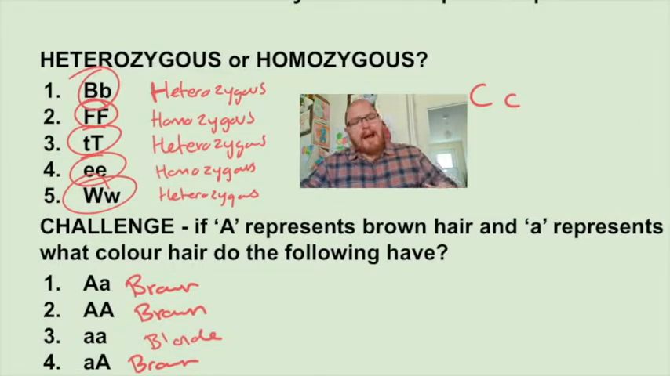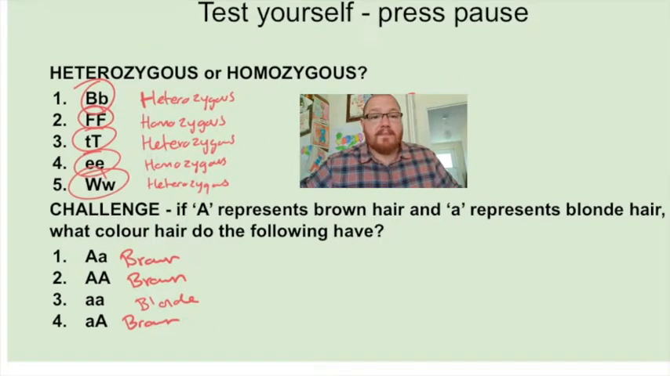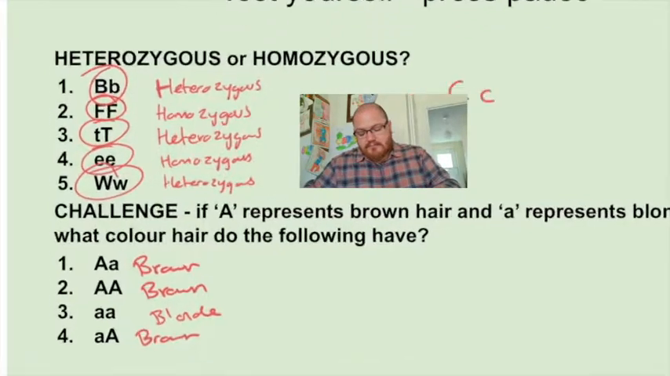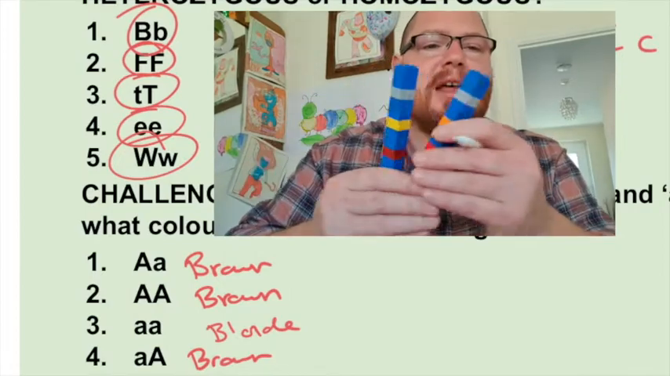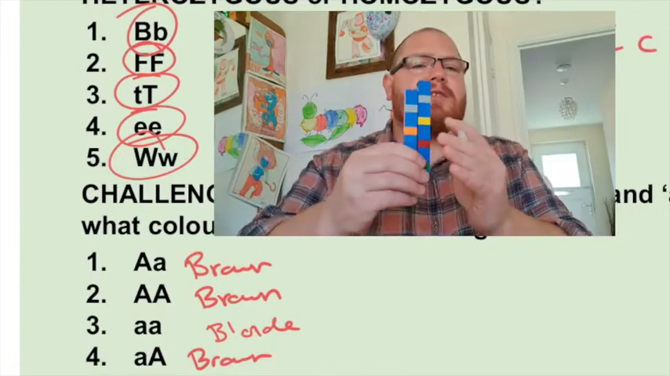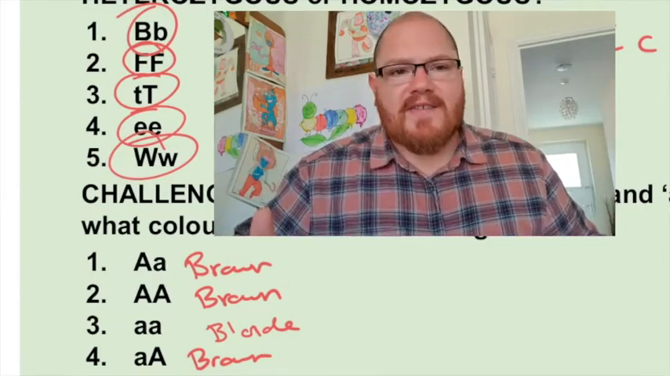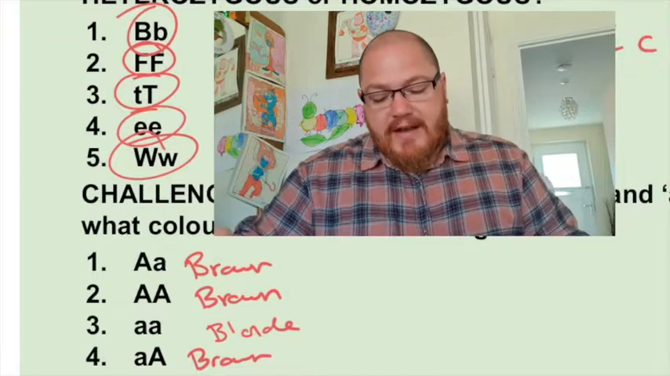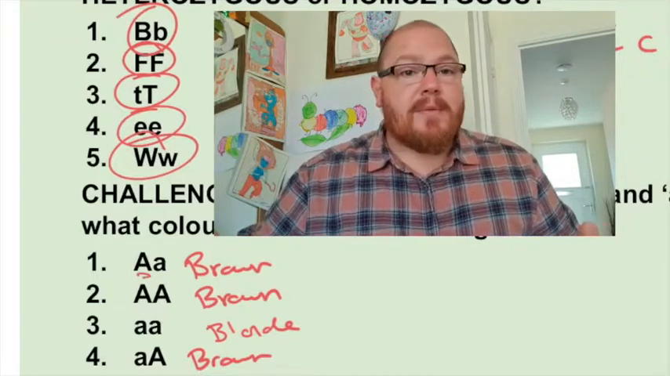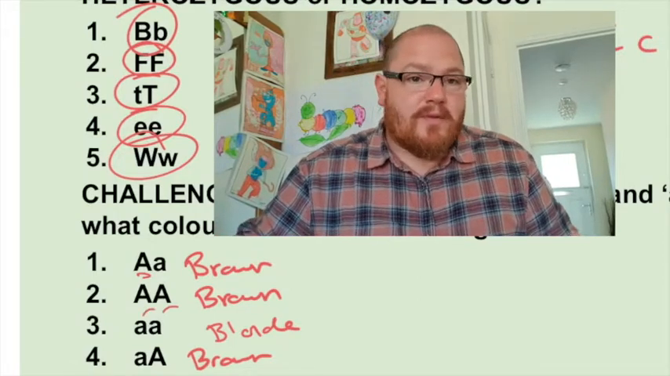Challenge: if capital A represents brown hair and lowercase a represents blonde hair, what colour hair do the following have? Do you remember me saying that if the dominant one is there, it's always going to be displayed? If yellow is dominant over orange, then that's it. If a capital letter is there, it's always displayed. And if capital A represents brown, then if capital A is there, it's going to have brown hair. Again, capital A is there, even though there's two of them this time. You're going to have brown.